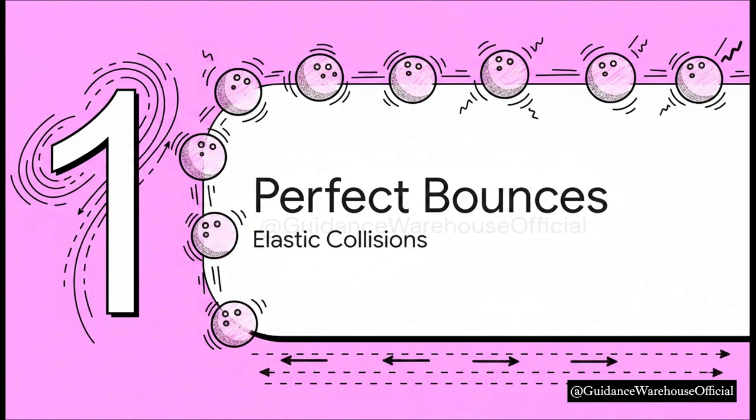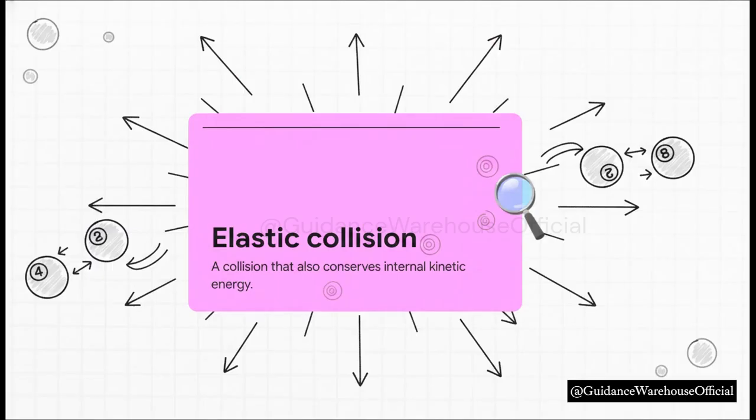Section 1. The perfect bouncing collision. So to mathematically solve that car crash, we first have to define the rules of a perfect bounce. In physics, we call this an elastic collision. Now notice the absolute keyword here, conserves. An elastic collision is one that perfectly conserves internal kinetic energy.